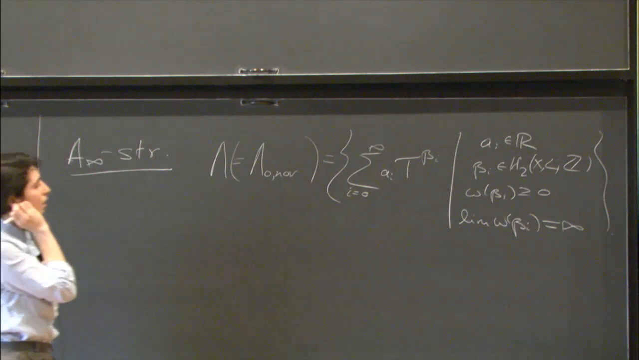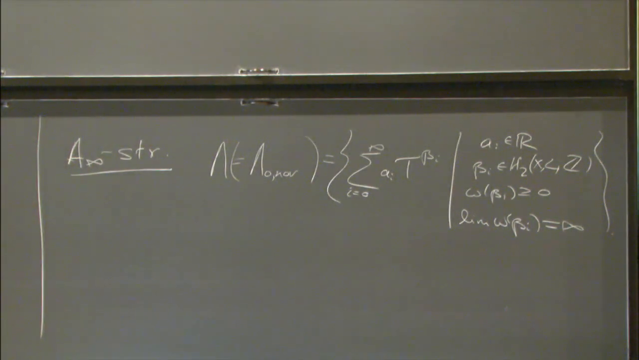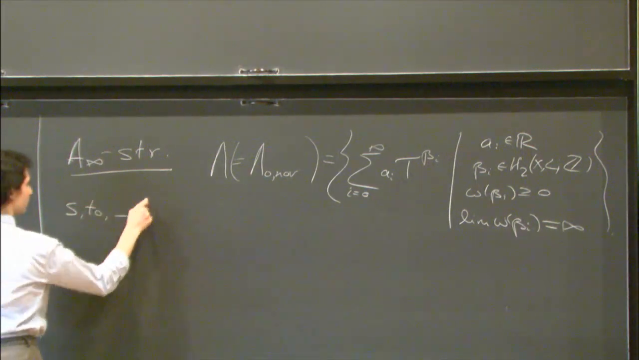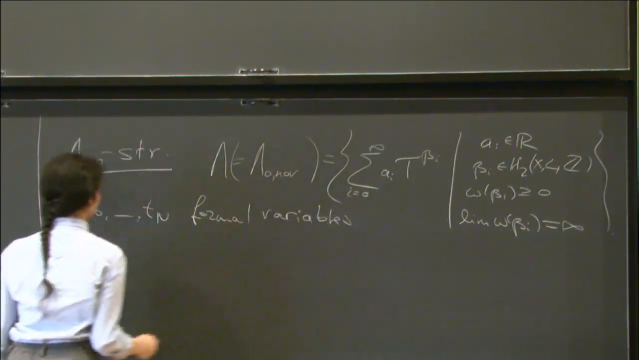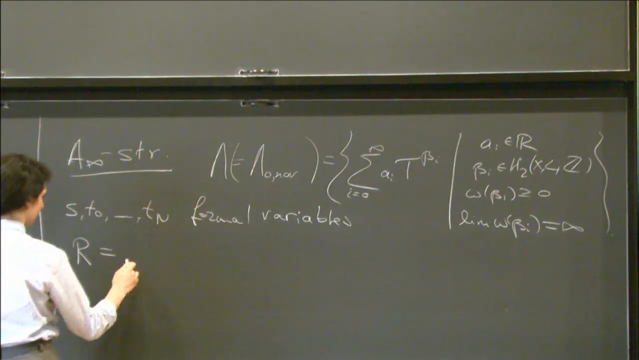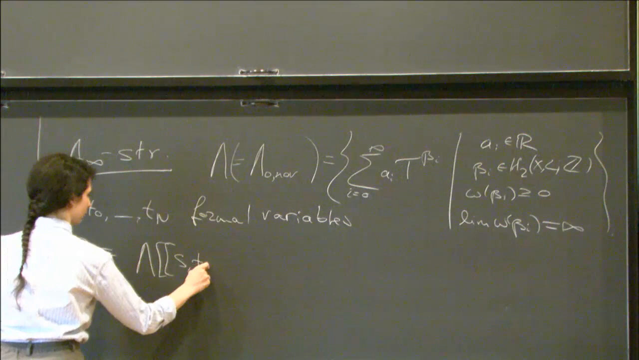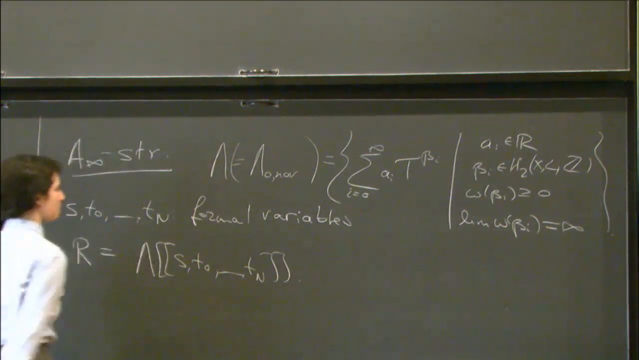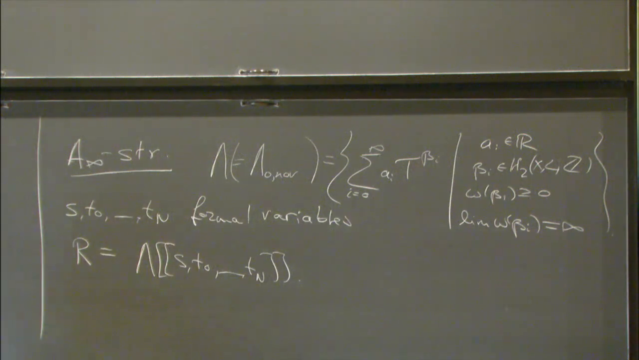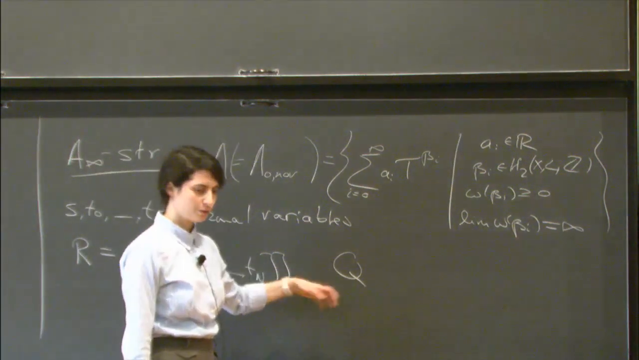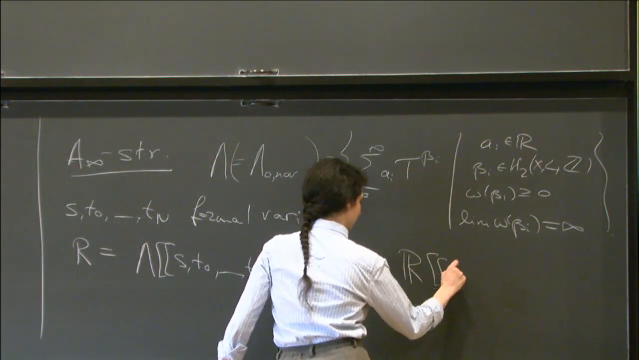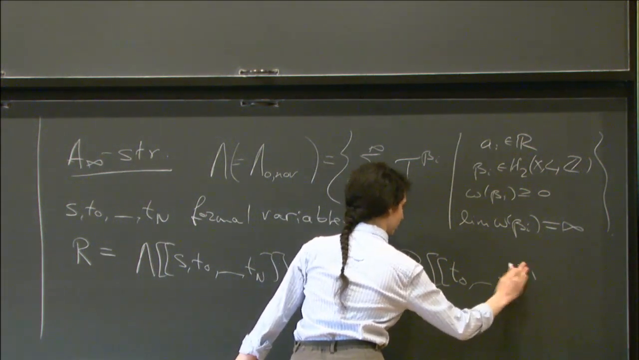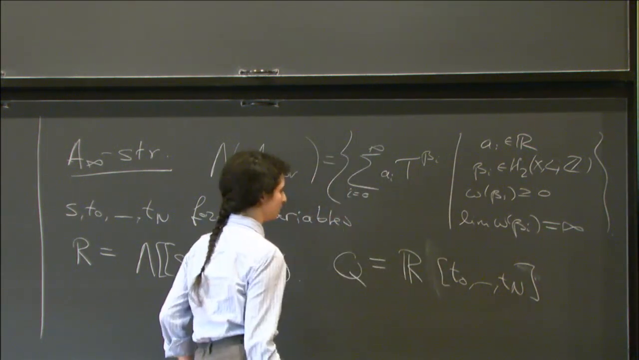Going to infinity. And to that we add formal variables. So let's say s, t_0, ..., t_n formal variables. And R is lambda with a power series in these formal variables. I will also need another coefficient ring. This one will be the actual ring over which the A infinity algebra lives. And that one will be for interior constraints, so for the bulk deformation, basically. So Q is just power series in the t's. Sorry, polynomials in the t's. I don't want it to be power series. I don't need it to be power series.